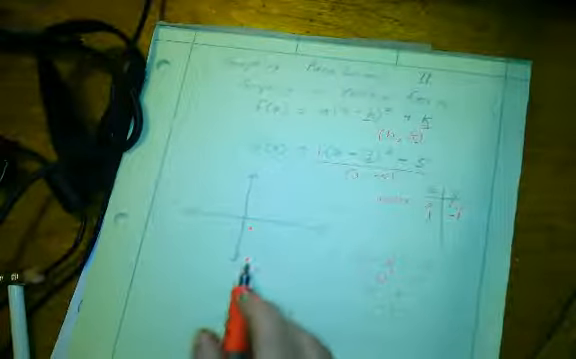So I'm going to go over here to negative 2 and up all the way up here to negative 1. And then my point is 1, negative 1.